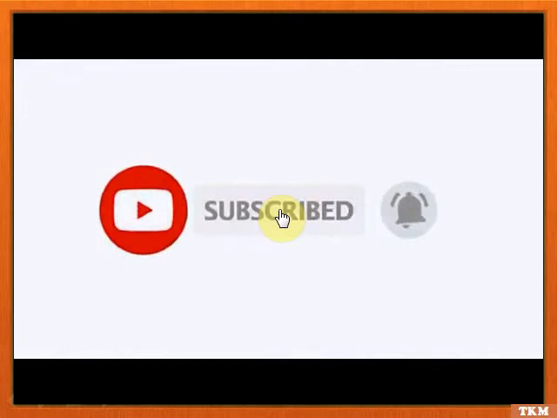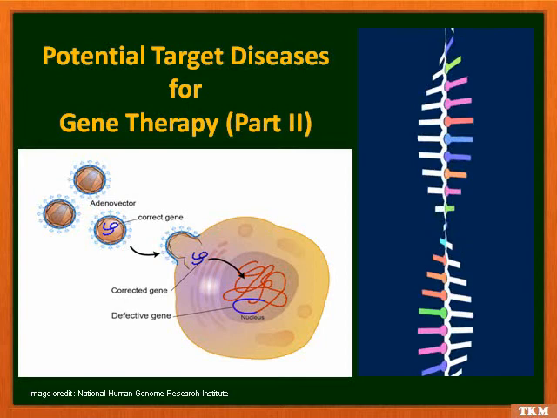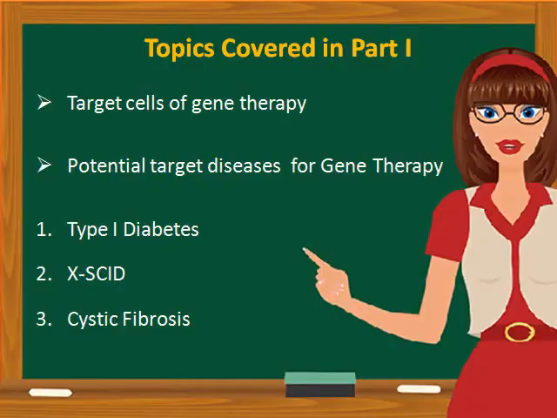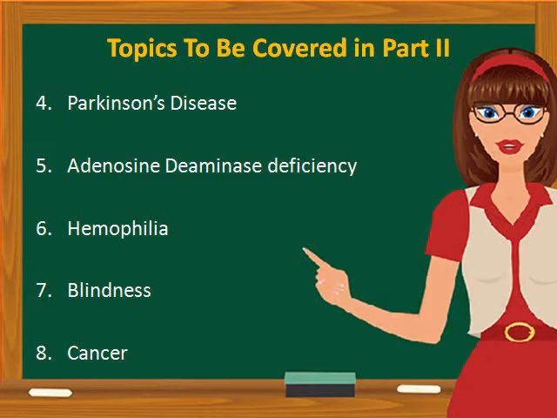Today we are going to study potential target diseases for gene therapy, the second part. In our first part, we have already covered topics like target cells of gene therapy and potential target diseases for gene therapy, in which we covered three diseases: type 1 diabetes, XSCID and cystic fibrosis. In this part, we will cover Parkinson's disease, adenosine deaminase deficiency, hemophilia, blindness and cancer.